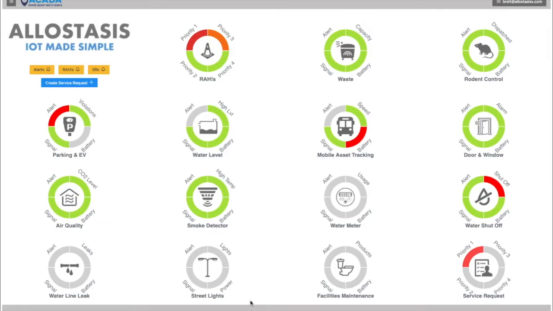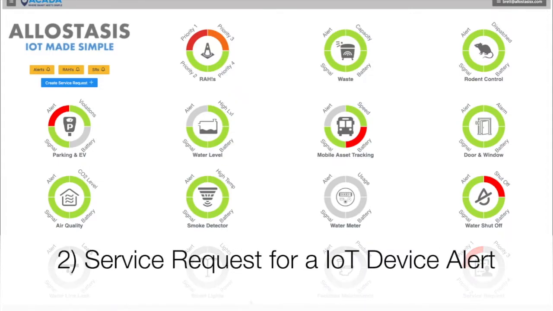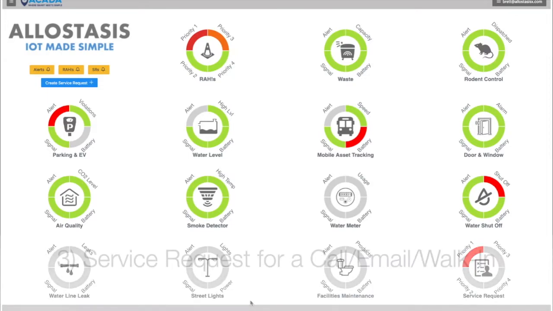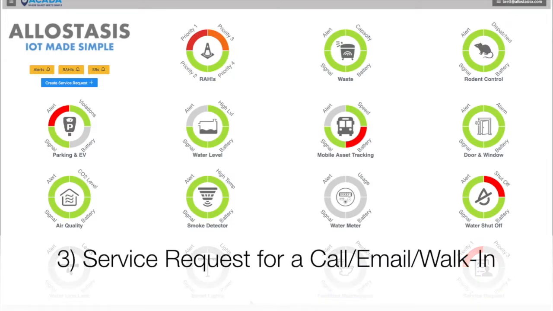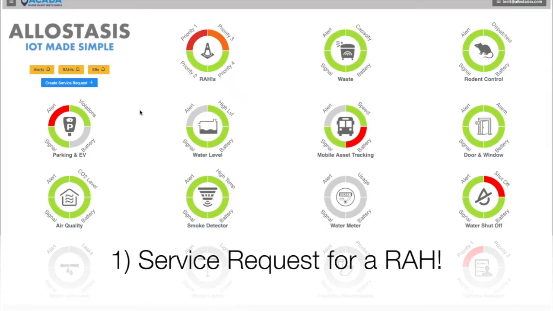There are three use cases related to creating a service request: a service request for a RA, a service request for a device alert, and a service request for a phone call, email, or walk-in to City Hall. We're going to start with the first use case from a RA.